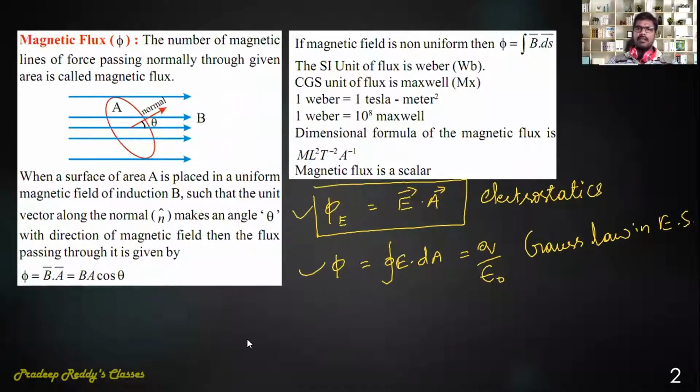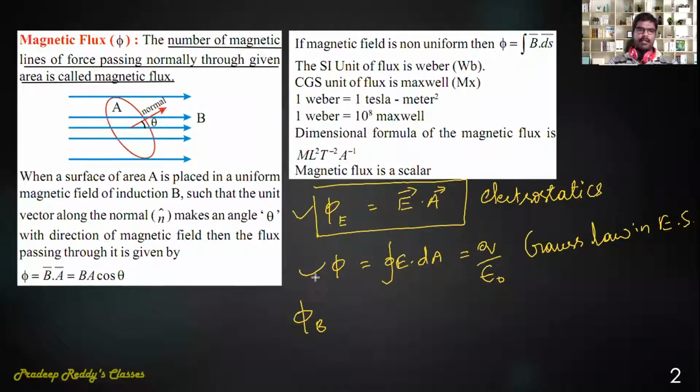Similar to this, in magnetism, we will be learning magnetic flux, and magnetic flux is denoted with phi B. B denotes that it is the magnetic field. Magnetic flux is simply defined as the number of magnetic lines of force passing normally through a given area. So through a particular given area, the number of magnetic field lines passing through is said to be magnetic flux.